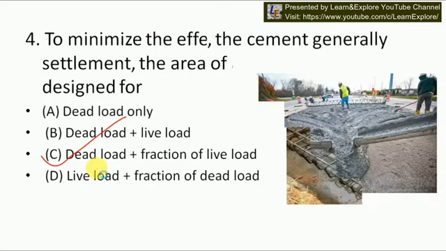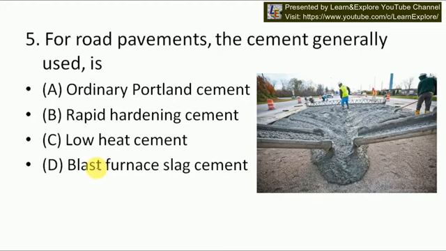So our next question is, for road pavements the cement generally used is. So what cement is used? A. Ordinary Portland cement, B. Rapid hardening cement, C. Low heat cement and D. Blast furnace cement. Some questions are like this, where the answer is very easy, but when we answer it, we have some confusions in our mind, right?